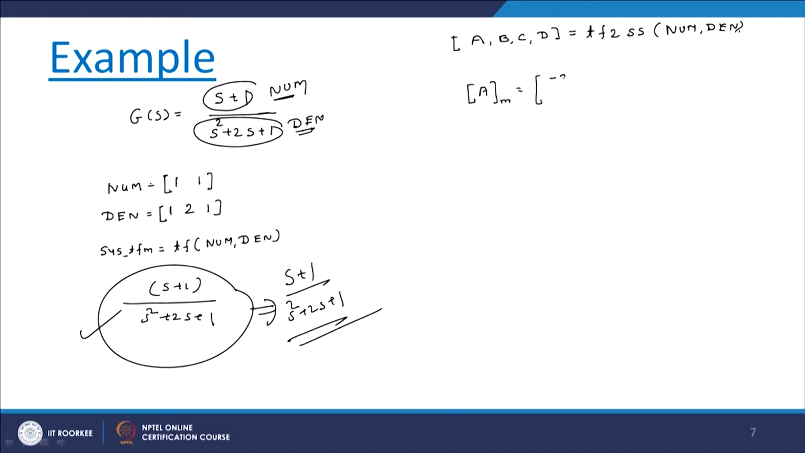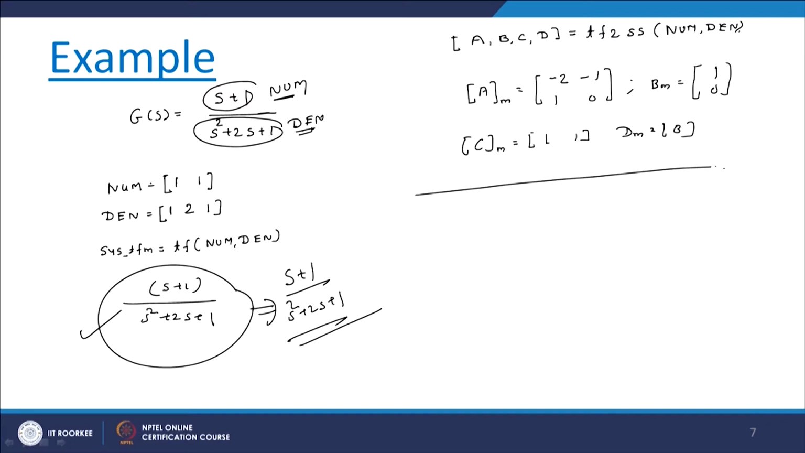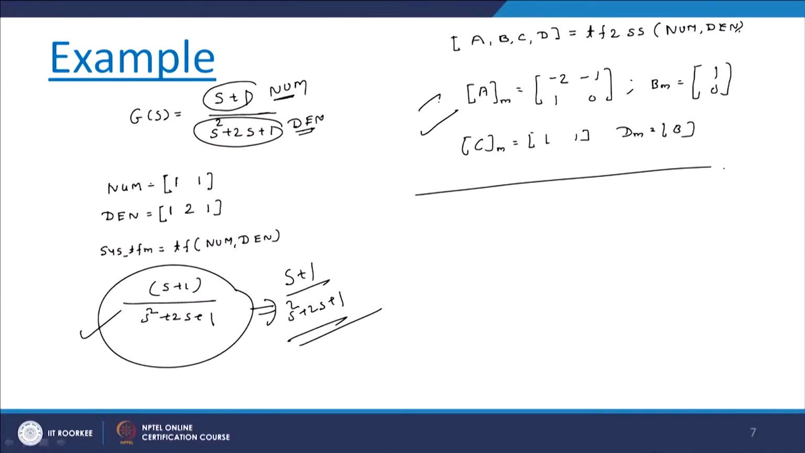that is the A matrix as the A model, that is -2 -1, 1 0, then the B model 1 0, and the C model 1 1 and the D model as 0. So, here by means of this command tf2ss we have got a state space model like this.